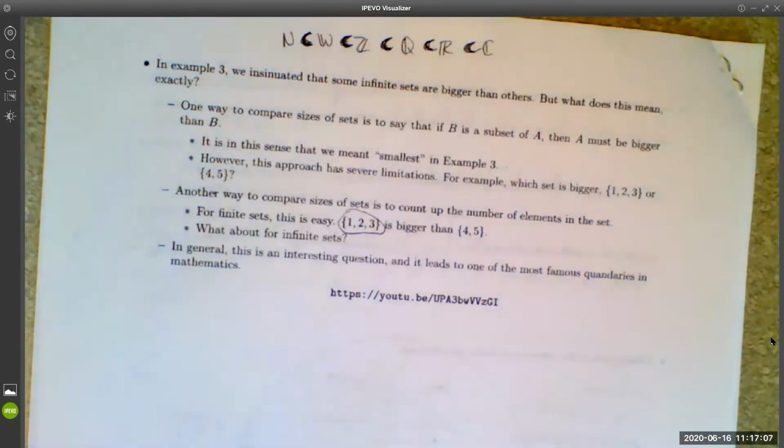Basically, it leads to all kinds of cool things about how there are unsolvable problems in mathematics. It leads to all kinds of things about how there are infinitely many different sizes of infinity, right? So really cool, really interesting stuff.